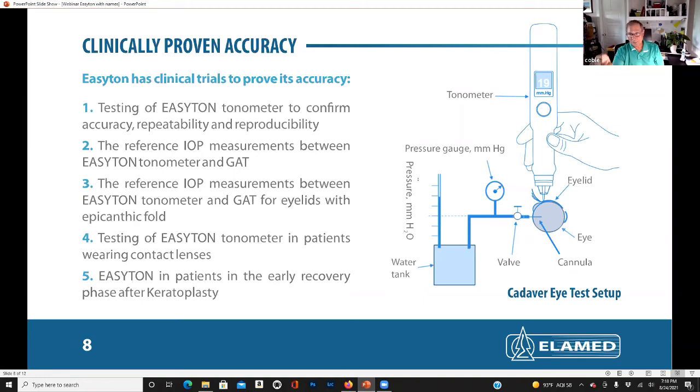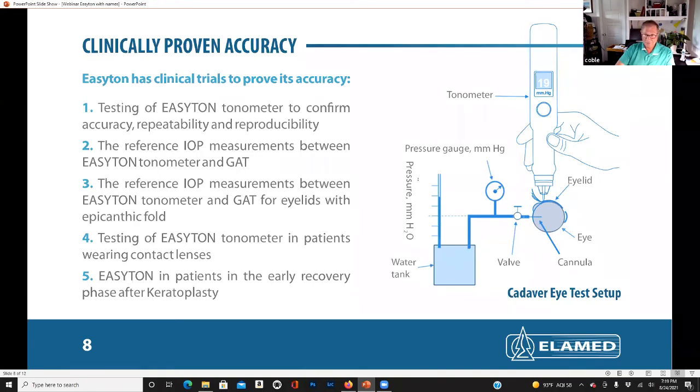The tonometer is touching above the lashes, and so that's kind of where you want to have it. So that's a real good picture of how it's to be done there. I like using this on patients that are wearing contacts.